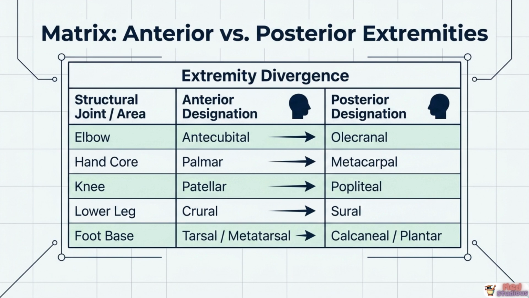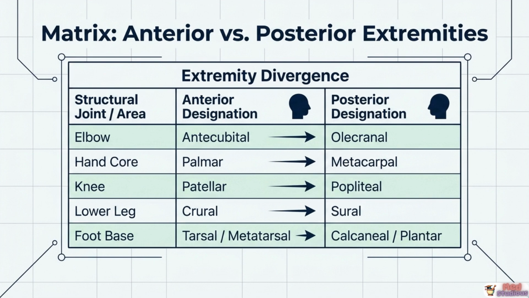At the elbow, the anterior surface is antecubital. The posterior surface is olecranal. At the hand core, the anterior surface is palmar. The posterior surface is metacarpal. At the knee, the anterior surface is patellar. The posterior surface is popliteal. At the lower leg, the anterior surface is crural. The posterior surface is sural.